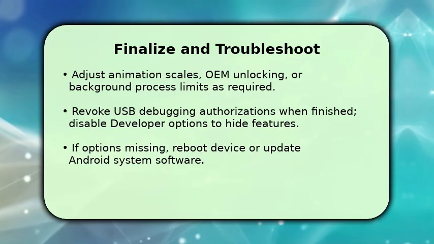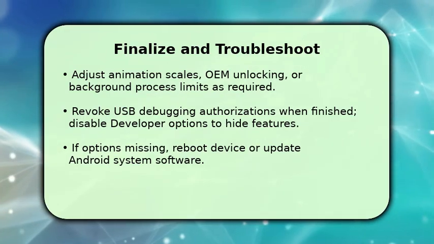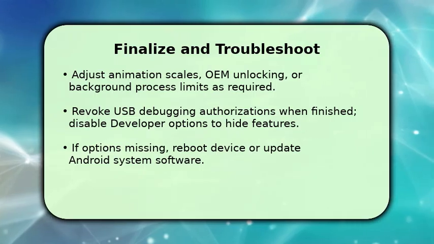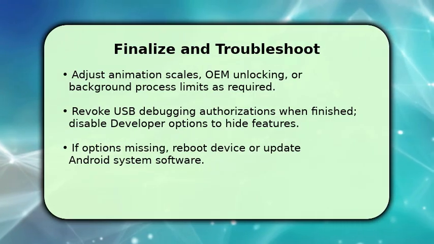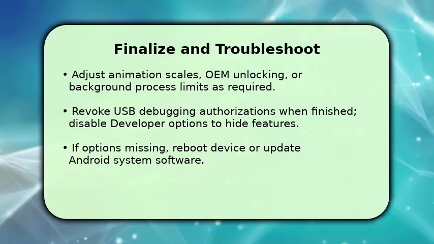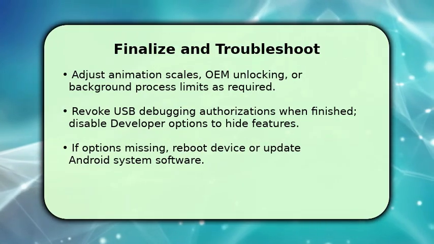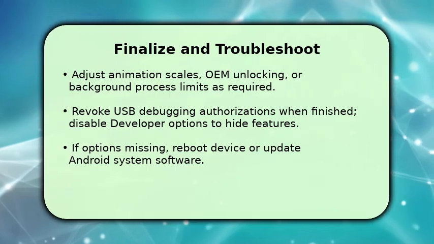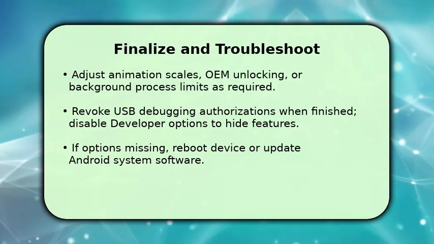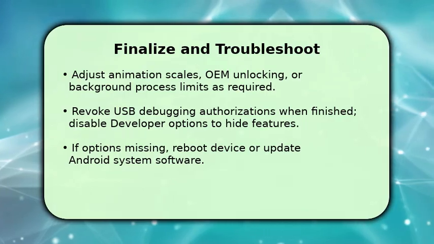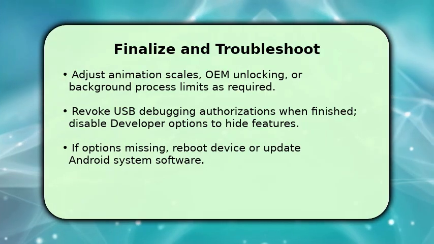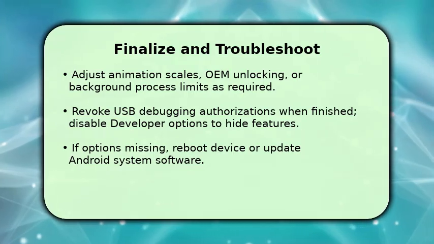After you complete tasks, revoke USB debugging authorizations and toggle developer options off to hide advanced controls. If a setting is missing or developer options didn't appear, reboot the device and check for system updates. Failing that, make sure you tap the actual build number, not kernel or model. This restart often resolves visibility glitches.